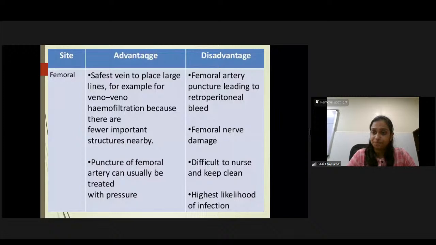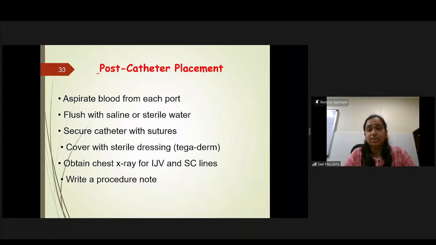So after we have placed the catheter, what are the steps to be done post-catheter placement? Aspirate blood from each port and check. Flush with saline or sterile water and do not use heparin. Secure the catheter with sutures. Cover with sterile dressing. Obtain a chest X-ray for IJV and subclavian lines. And write a procedure note.